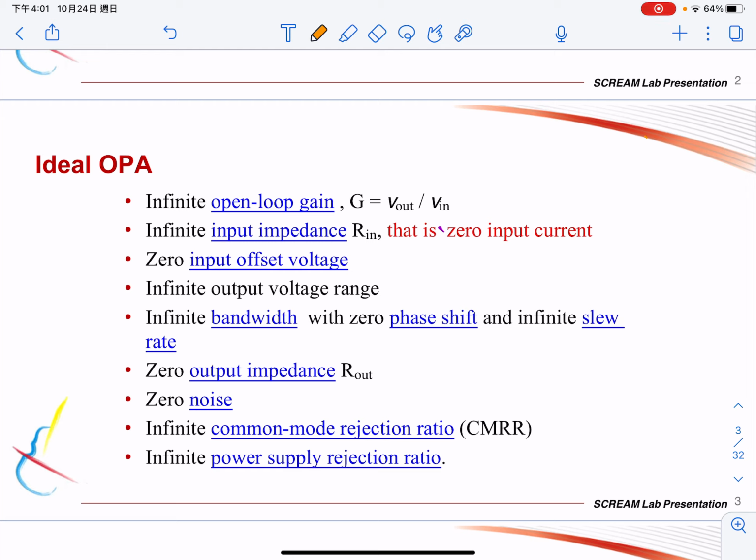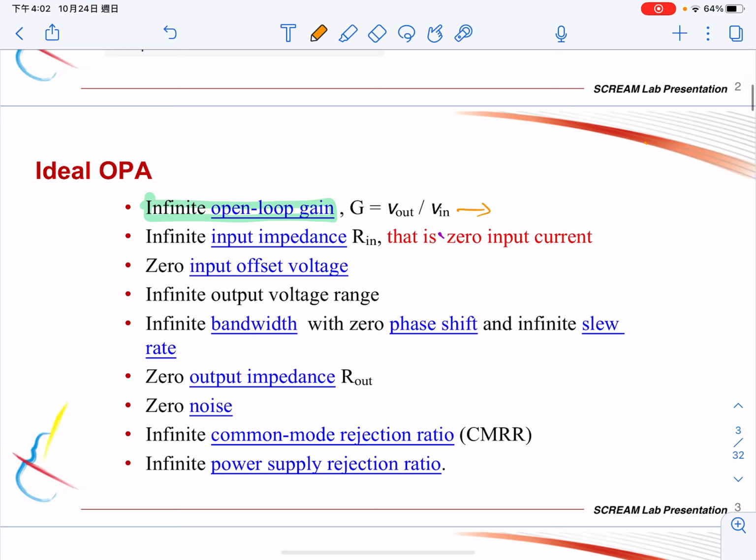Why does the operational amplifier have such a characteristic that the amplification factor can be determined by the external passive parts? We will see why, but let me first state the characteristics of the ideal operational amplifier. The first one is that it has an infinite open loop gain, meaning the G has to go to infinity.